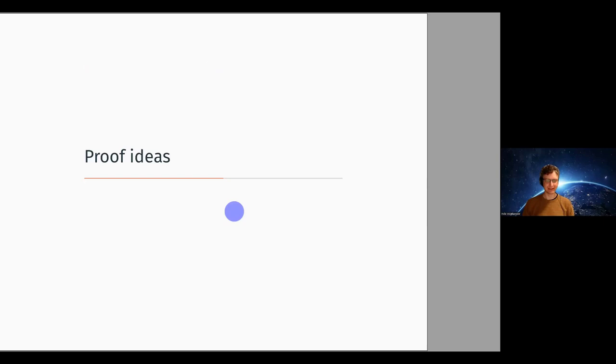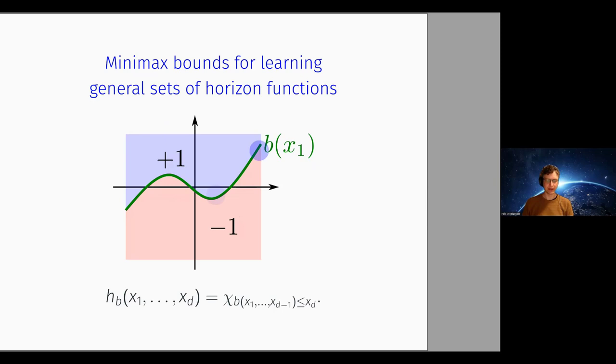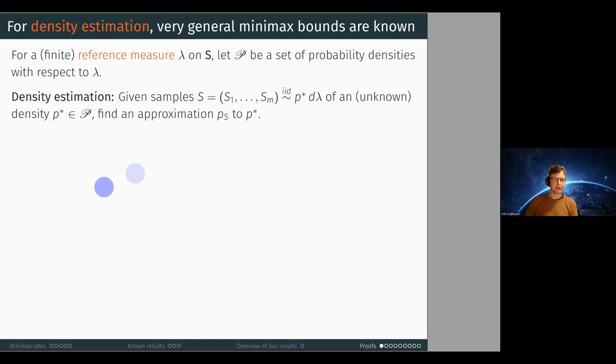So first I will talk about how you get the minimax bounds for learning these horizon functions where the Bs come from a general class. And what we ended up doing is we reduced this to a density estimation problem where quite nice minimax rate bounds are already known. So let me briefly explain, if you don't know, what density estimation is. So here you take some space S and take a reference measure lambda on it, and then you consider a set of probability density functions with respect to this reference measure. I mean, you could do it more generally, but this is the setting I'm going to stick to now.